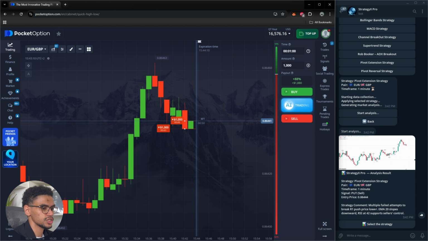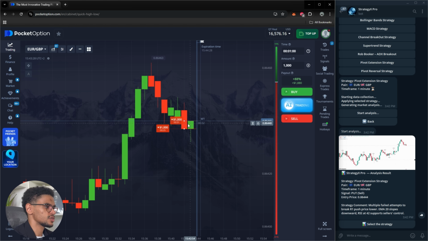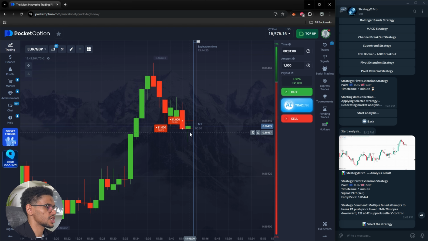Let's read into it. Multiple failed attempts to break R1 push price lower, EMA 20 slopes downward, RSI at 42 supports seller's control. As you can see, there is a lot of movement and rejection. However, I'm actually expecting us to get this win, or at least one of these. It is fine to lose sometimes. As I say, this tool is not a solution to all of the trading. However, you can ease up your trading journey much more if you use this tool correctly.